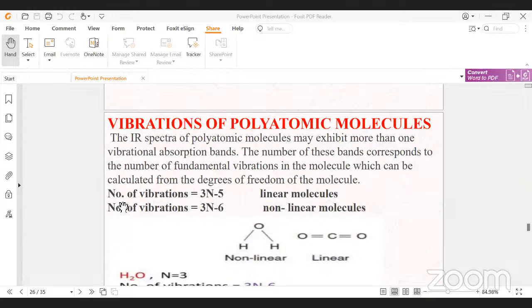For example, the number of vibrations. This formula is very important. The number of vibrations is 3n minus 5 for a linear molecule, for example CO2. CO2 is a linear molecular structure, so the formula is 3n minus 5. And for a non-linear molecule, for example H2O, H2O is a non-linear molecule, the formula is 3n minus 6, where n is the number of atoms in the molecule.